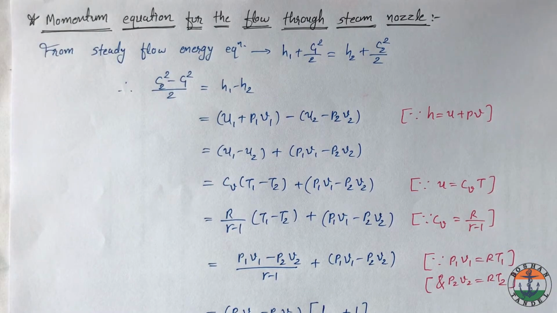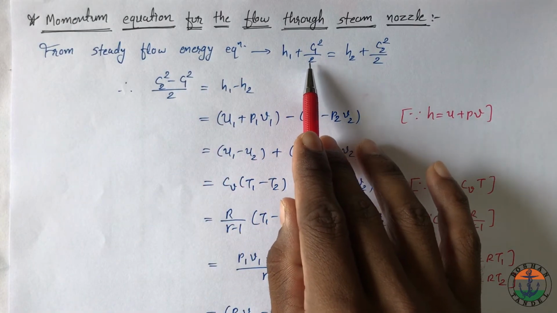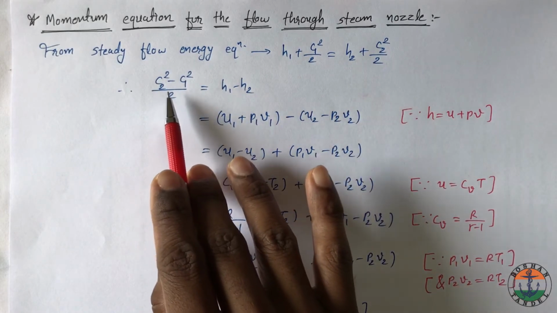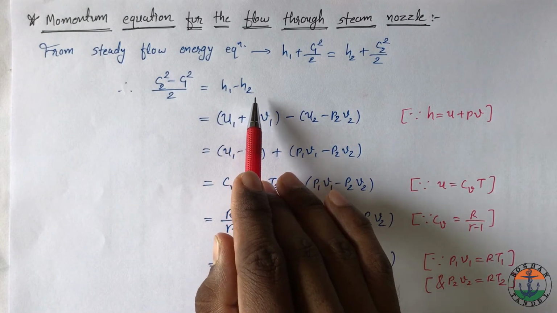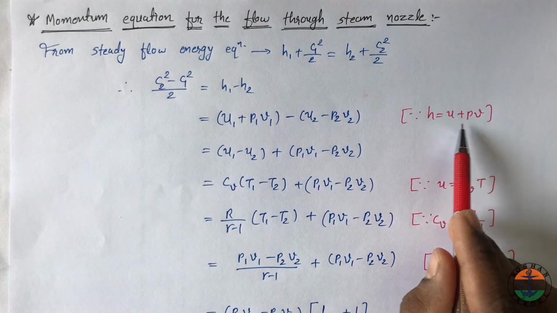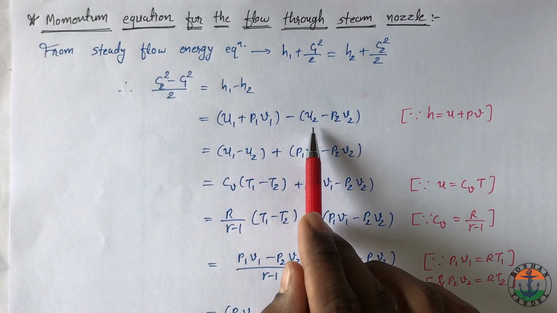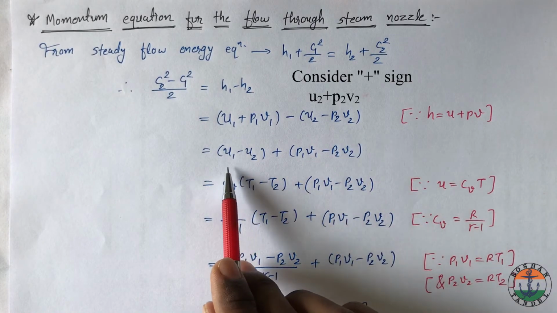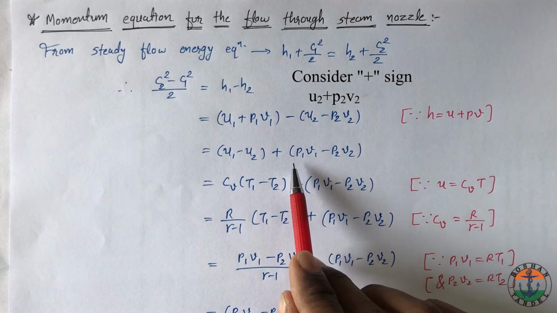Momentum equation for the steady flow through steam nozzle. From steady flow energy equation, we will get H1 plus C1 square by 2 is equal to H2 plus C2 square by 2. Therefore, C2 square minus C1 square by 2 is equal to H1 minus H2. Take H is equal to U plus PV. So, H1 is equal to U1 plus P1 V1 and H2 is equal to U2 plus P2 V2. Make common brackets for internal energy and P1 V1.